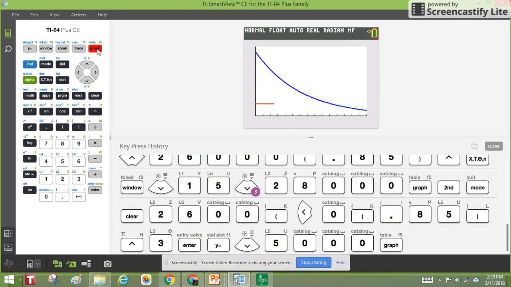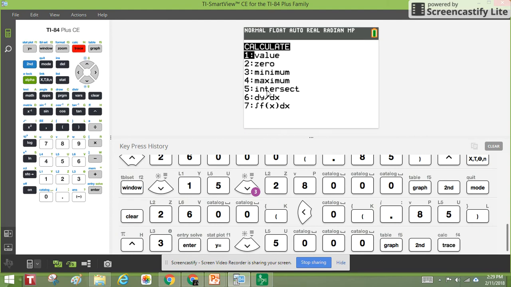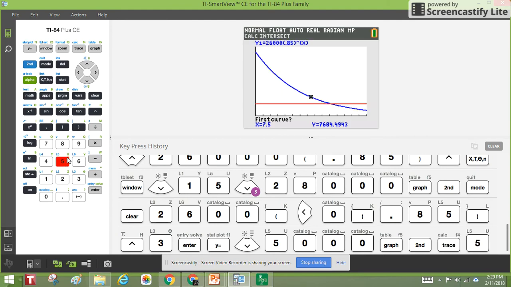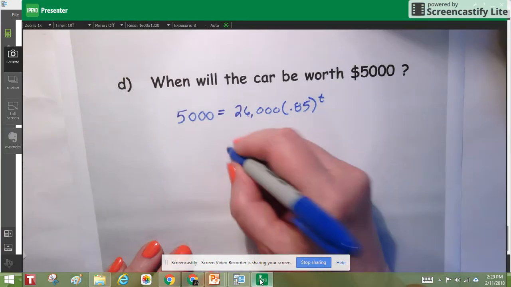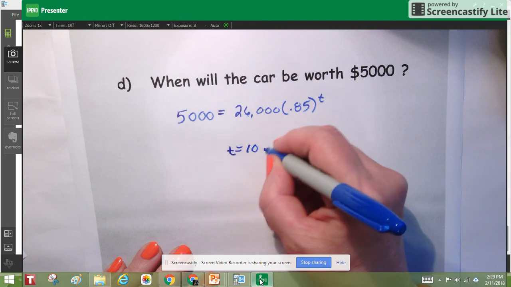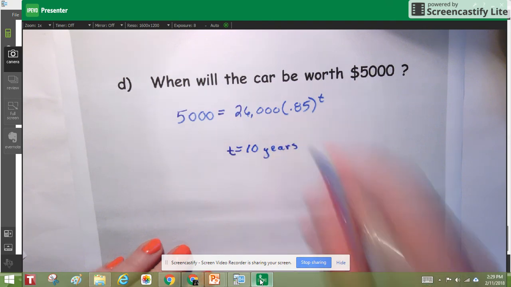And when I graph it, I'm going to see I have an intersection here. So I'll go second calc. I'm going to go to number 5 for intersect. First curve, I'm going to hit enter. It jumps down to the second curve. I'm going to hit enter again. It wants me to guess. I'm going to hit enter again. And it says the intersection is 10. So that means in 10 years, my car will be worth $5,000.